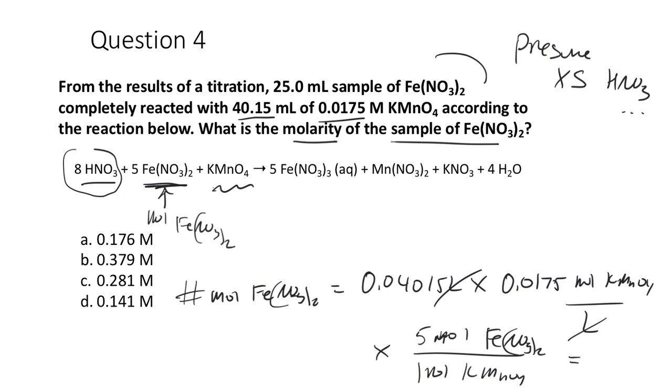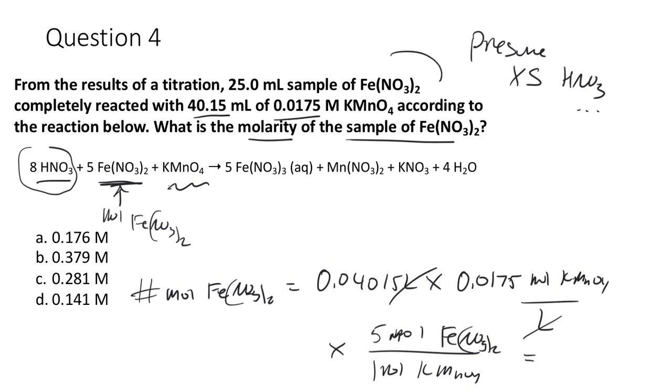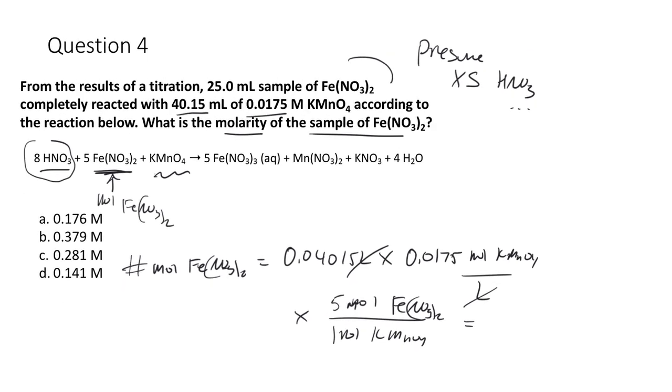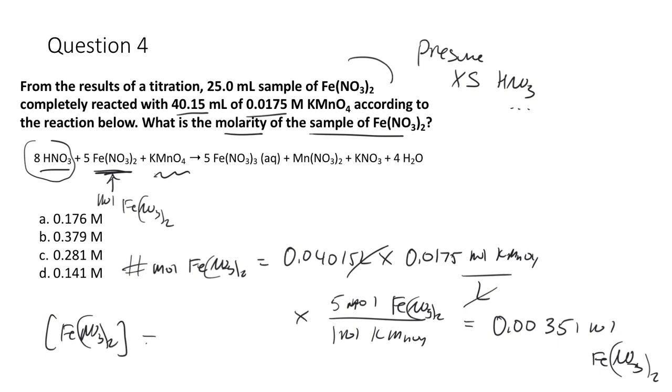So do the math there: 0.04015 times 0.0175 times 5 means that there were initially in that solution 0.00351 moles of iron(II) nitrate initially present. And so if we want to work out the concentration of that solution, in that 25 mL portion that we were titrating to determine its concentration, I just take that number of moles and divide by the volume.